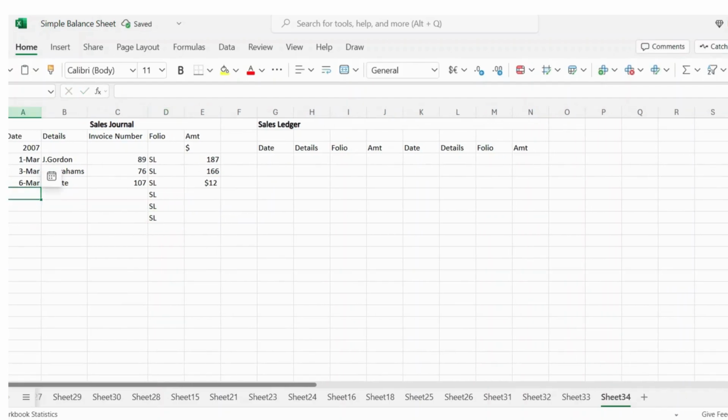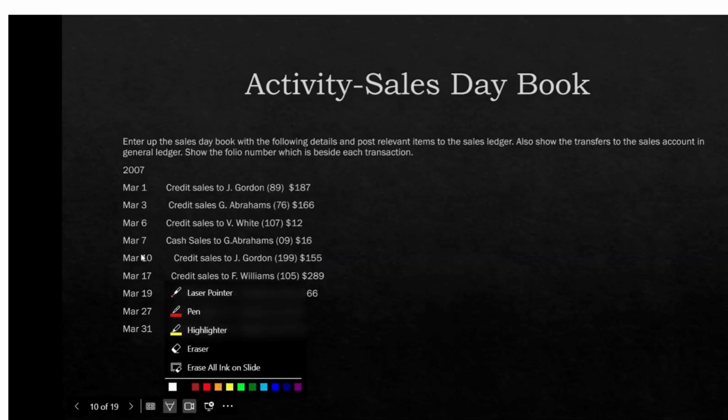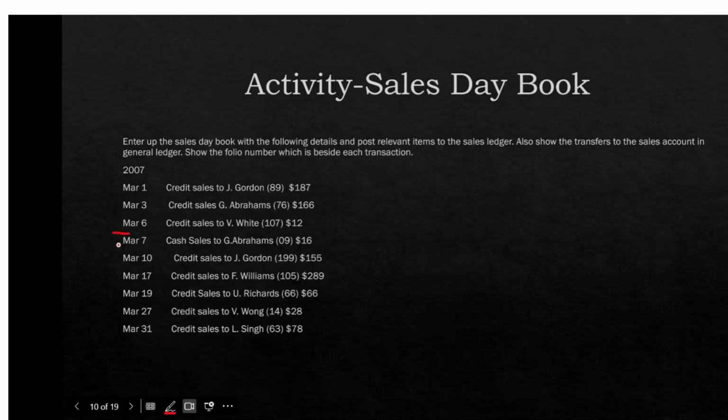All right. The 7th of March, cash sales to G. Abraham 09, the 16th. Now, what do we do with this type of transaction? So since this is a cash sale, we know that we cannot put this transaction in our sales day book because we indicated that only credit sales should go in our sales day book, right?